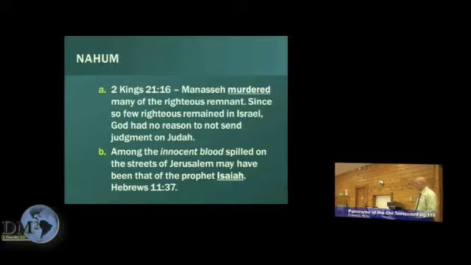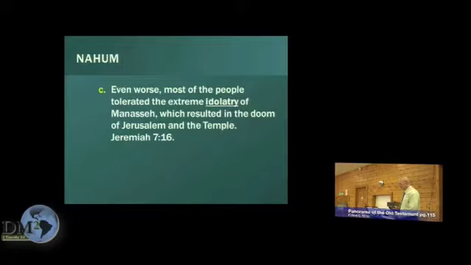Among the innocent blood spilled on the streets of Jerusalem may have been that of the prophet Isaiah, which may be one of the ones that the writer of the Hebrews is referring to in Hebrews 11. That's traditional, anyway, that it was Isaiah, sawed in half. Even worse, most of the people tolerated the extreme idolatry of Manasseh, which resulted in the doom of Jerusalem and the temple, according to Jeremiah 7.